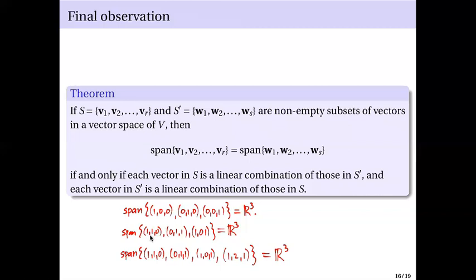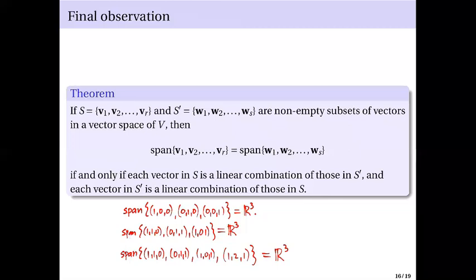Conversely, (1, 1, 0), I can write it as a linear combination of any of the three vectors above here. (0, 1, 1), also a linear combination of the three vectors here. (1, 0, 1), a linear combination of these three vectors here. That's the second part here. Okay? And that's why they have the same span. You can also do that, this span here with the first part here, or this, and so on.